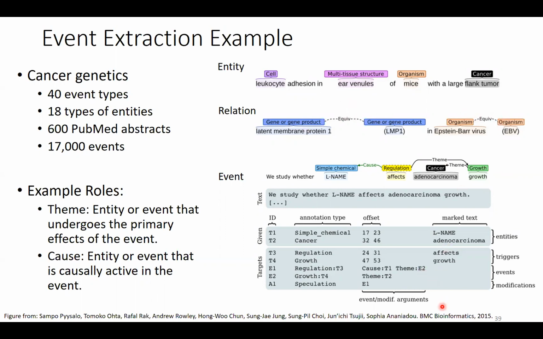For events, we first need to identify the triggers. Here, effects and growth are triggers. And then we identify the relations between the entities, such as the cancer here and activity growth, or the chemical compound L name, which is the cause of the activity effect.